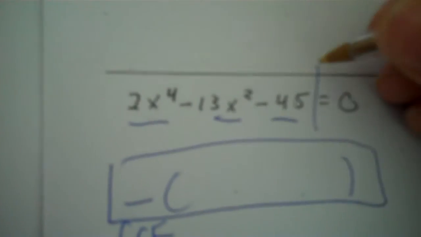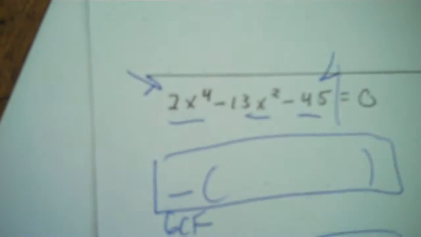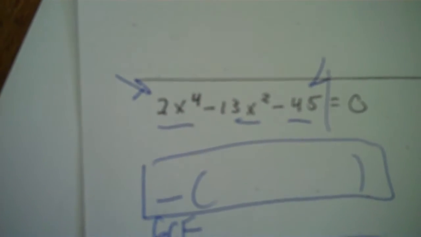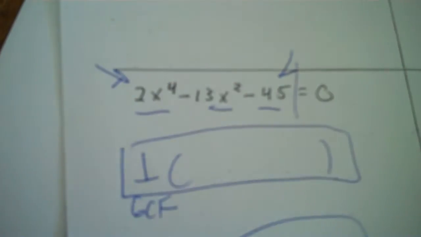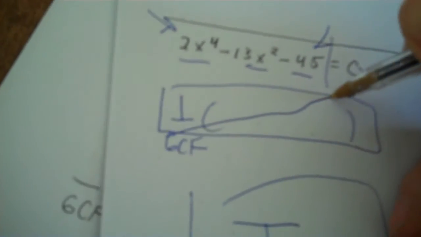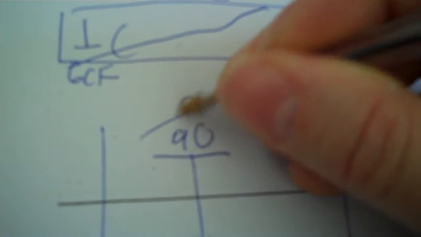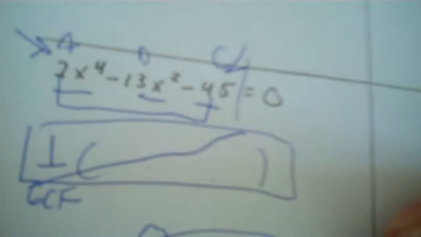Okay, so do an x check on your last term, it's not there. Do a negative check on your first term, it's not there. 2, 13, and 45 is just 1. So all I could find was 1, so I cross it out. Now I use ABC for my table, and we find the AC product. So 2 times negative 45 is negative 90, so it's a positive times a negative, and we have to add the factors to get negative 13.